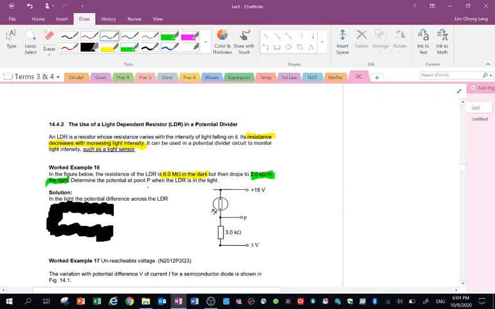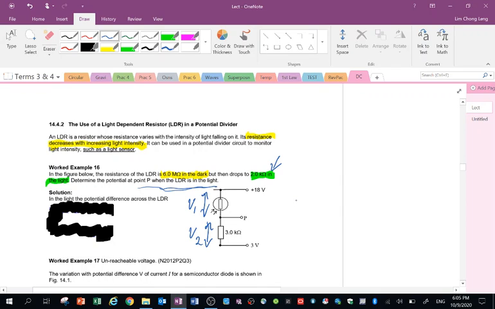Determine the potential at P when the LDR is in the light. So in the light means this is the case in the light. So I will find the PD here. The PD here, I call it V1. Actually, it doesn't matter which one you call V1, which one you call V2. So I choose to call the top one V1.